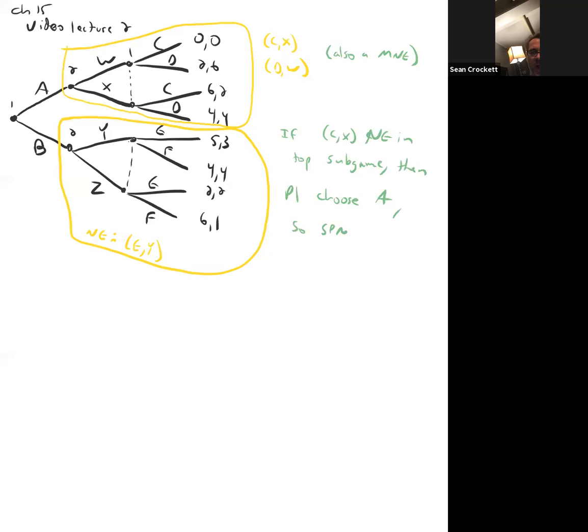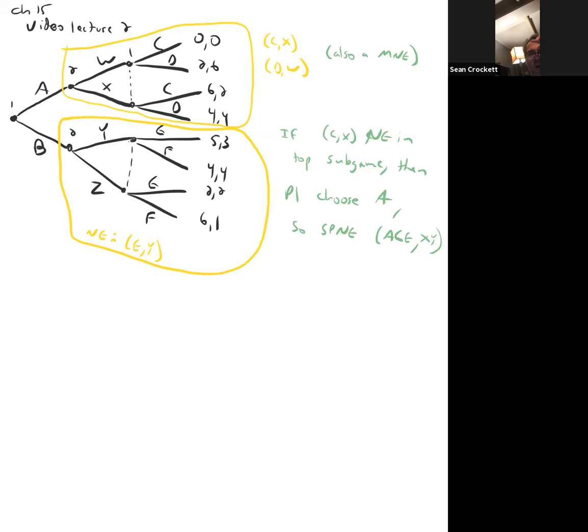So the SPNE is: player 1 picks A at the first node, picks C in the top, and in the bottom he always has to pick E because it has to be an equilibrium in every subgame. Whereas player 2, we've agreed that it's the CX equilibrium in the top, so must be playing X in the top, and in the bottom always has to play Y. Okay, so that's one subgame perfect Nash equilibrium.